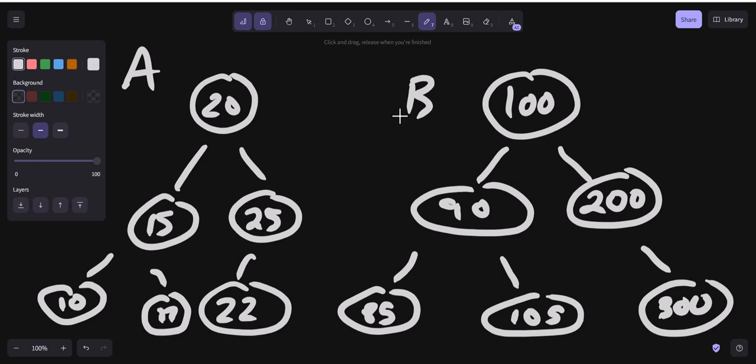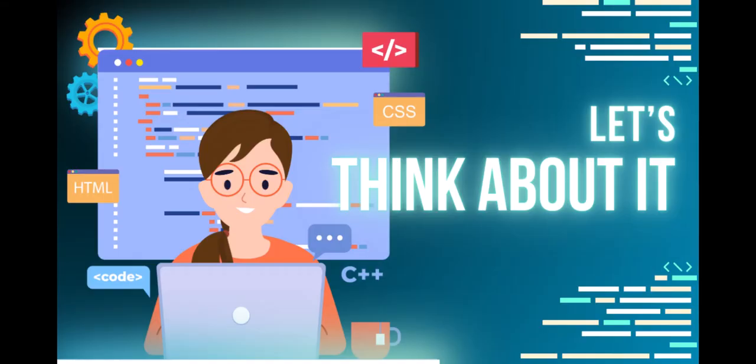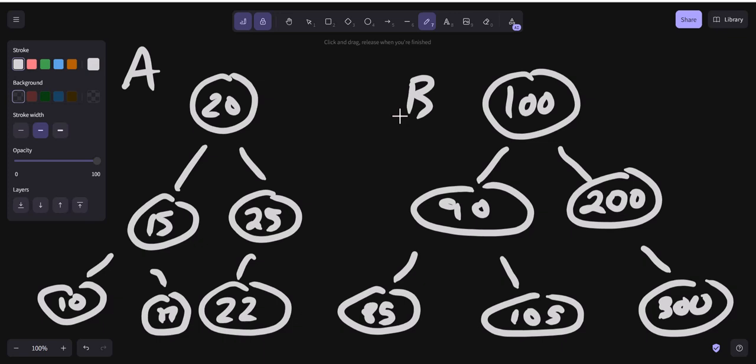Let me know, pause the video, think about it. Are A and B binary search trees? And if they are, why? If not, why not? Okay, pause the video and think about it. Okay, so let's look at A.